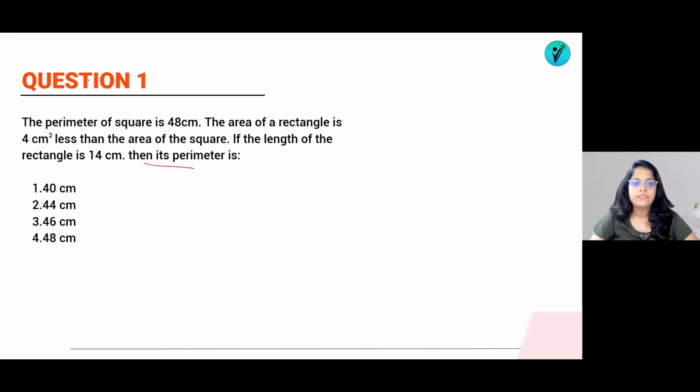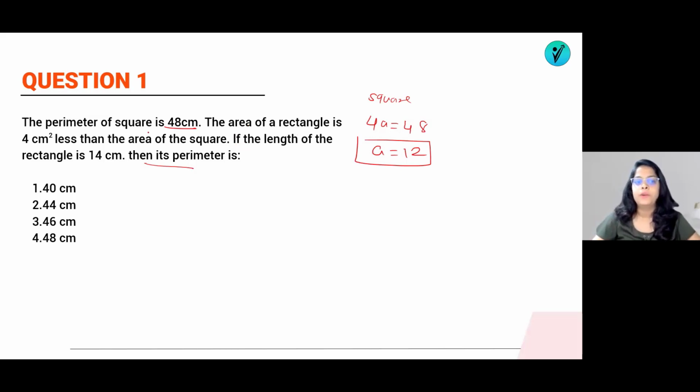So what are they saying? First, the perimeter of a square is 48. What we know is that for the square, perimeter means 4a is equal to 48. So can we say that the side of the square will be equal to 12 centimeter. If the side of the square is 12 centimeter, then the area of the rectangle is 4 centimeter square less than the area of the square. So what will be the area of the square? Area of square will be equal to side square, that means 12 square. So this area will be equal to 144. This is the area of the square.